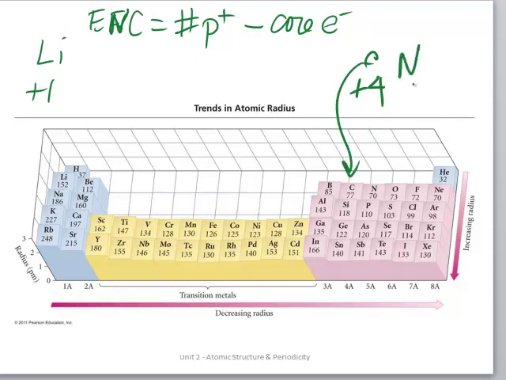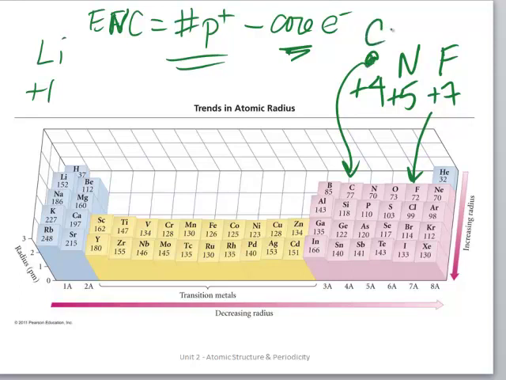If you do it for nitrogen, that turns out to be +5. And then fluorine +7. Neon turns out to be +8. So you're adding a proton. You keep this the same. So your effective nuclear charge steadily increases as you go left to right.